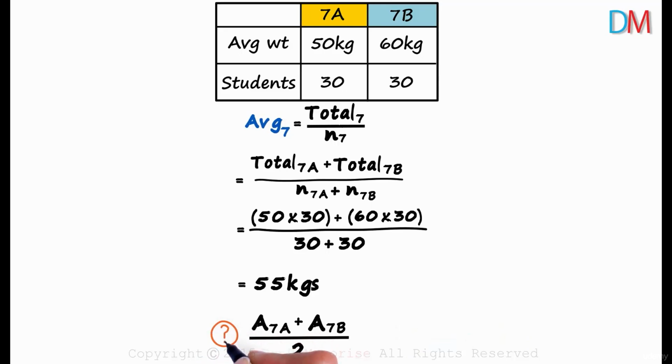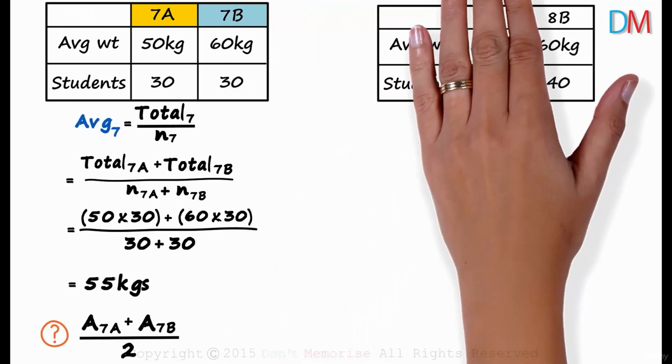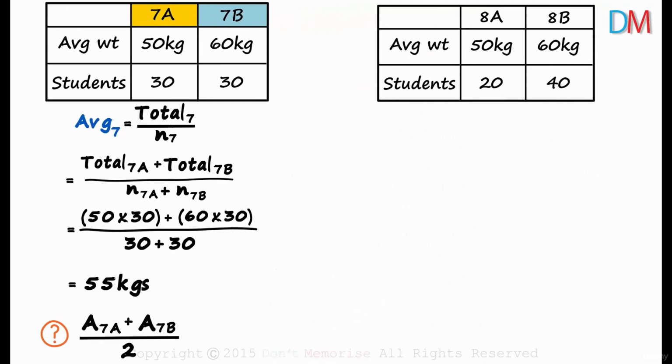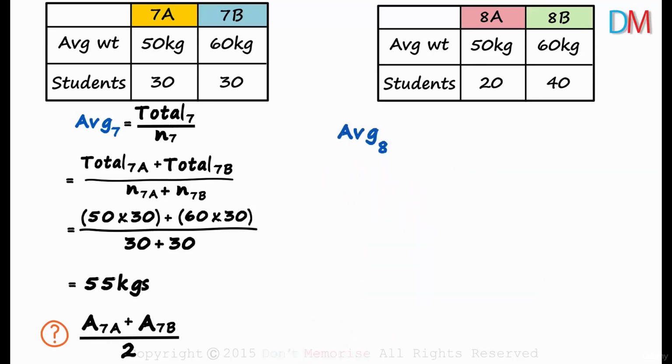But will this always work? Let's take another example. This time of grade 8 in a school. Two divisions, average weights are 50 and 60, and the number of students are 20 and 40. There are only these two divisions in class 8. What will be the average of all the students in class 8? Will it be 50 plus 60 over 2 again? This is not correct, and 55 kilos would be an incorrect answer.